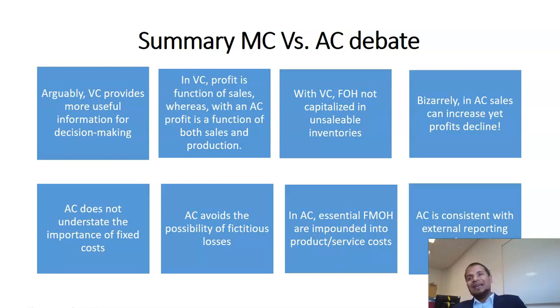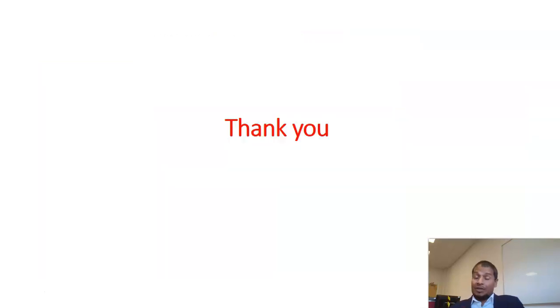And absorption costing is consistent with external reporting. If you report for other people, outsiders of the organization, for the government, for banks, for financial institutions, for the shareholders, then you have to prepare your income statement according to the absorption costing approach. But if you prepare for internal decision making for your own use, you can prepare according to variable costing. And that's all.